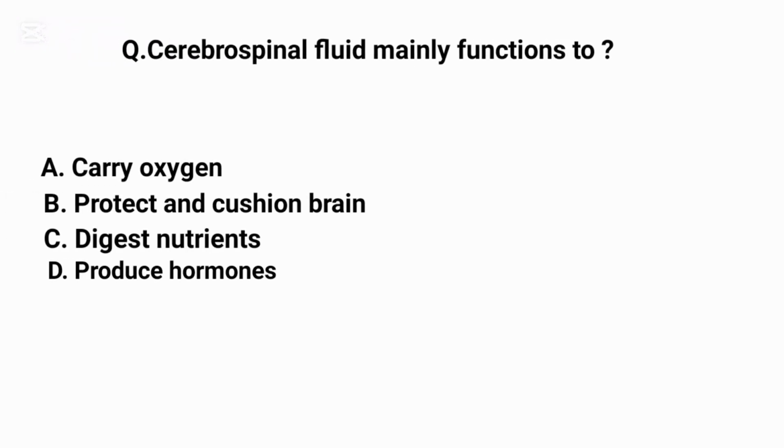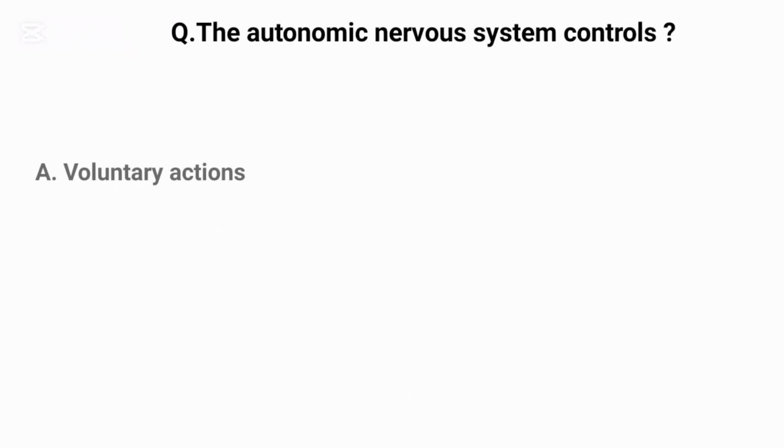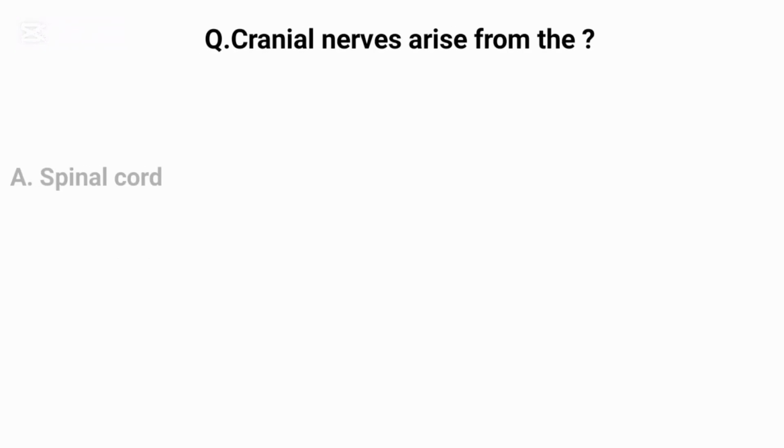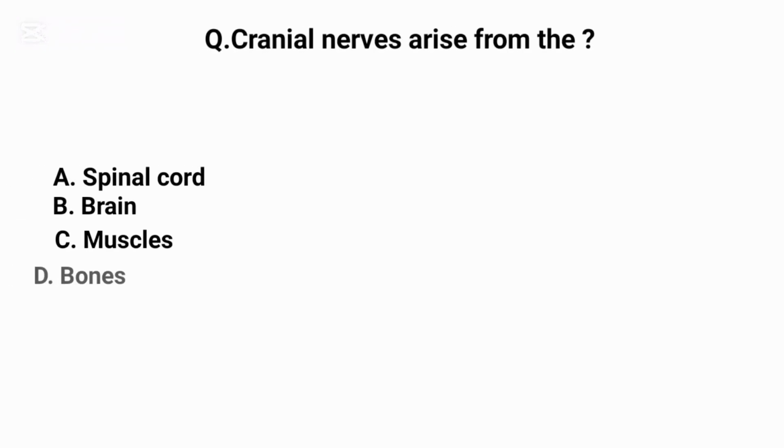Cerebrospinal fluid mainly functions to. Correct answer is option B, protect and cushion brain. The autonomic nervous system controls. Correct answer is option C, involuntary activities. Cranial nerves arise from. Correct answer is option B, arise from brain.